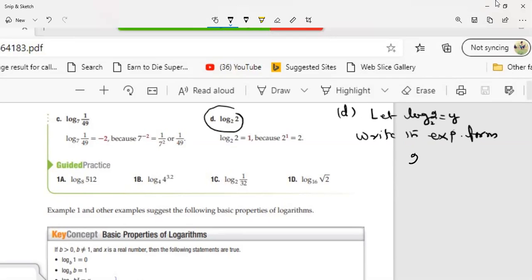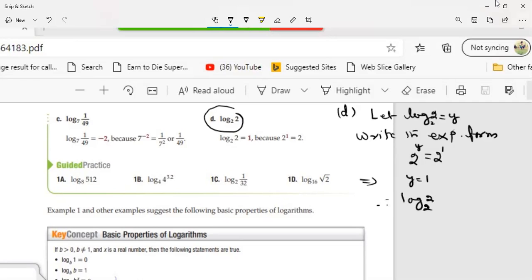It will become 2 raised to power y, this y will come on the left side, and on the right side 2 will come, and this 2 means 2 raised to power 1. Then by the equality of exponents, the bases are the same, so the exponents will be the same, so y is equal to 1. So therefore log 2 to the base 2 is equal to 1.